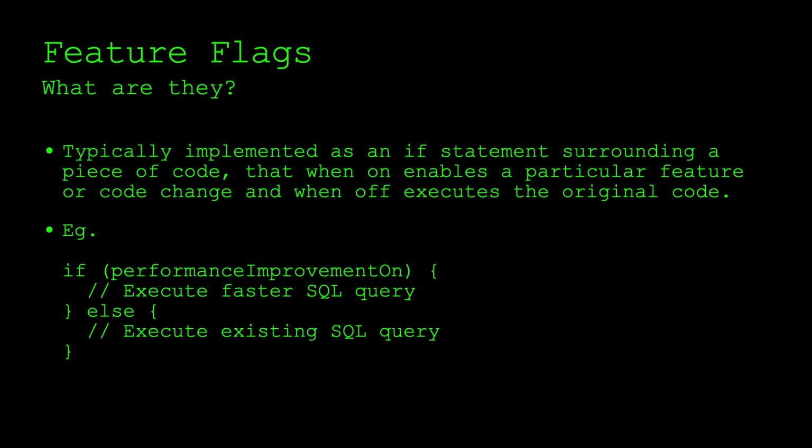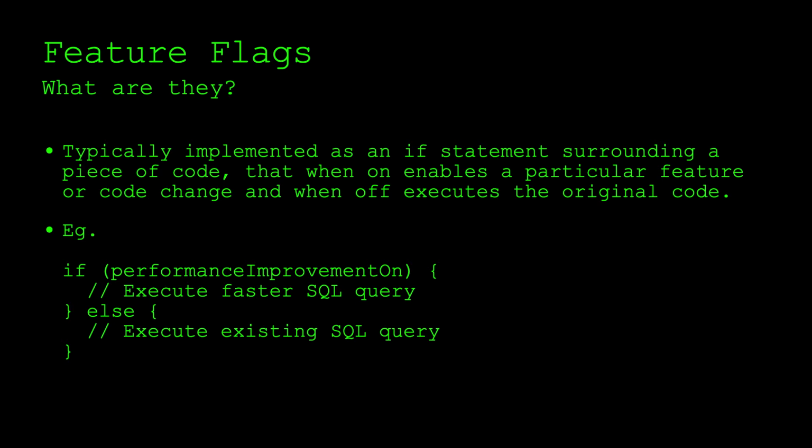They're typically implemented as an if statement surrounding a piece of code that when on enables a particular feature or code change and when off executes the original code. So for example, if I wanted to check a performance improvement was working correctly, or if I wanted to be able to regularly merge to the trunk branch because I want to continuously deliver my code, then I would add a feature toggle around my new feature.